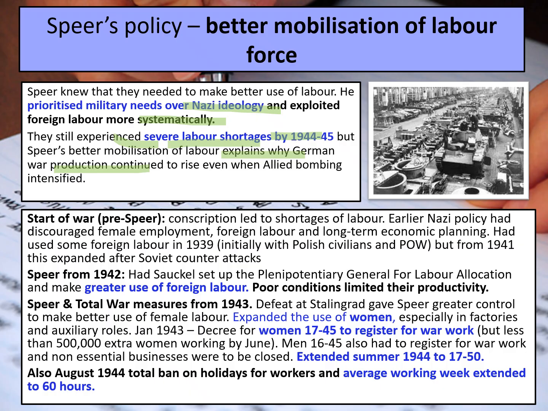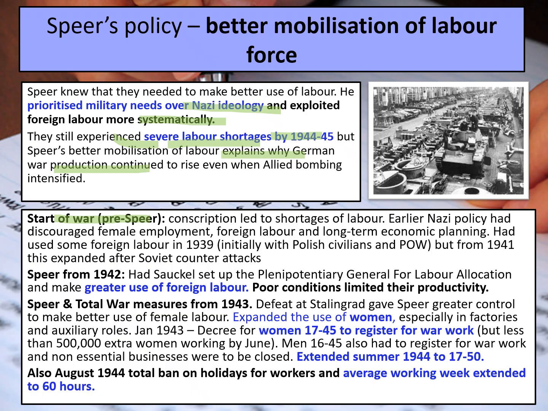So if we think about the start of the war pre-Speer, what was it like with the labour force? Well, first of all, conscription led to shortages of labour. Obviously, they had wanted to get as many men fighting as possible. And earlier Nazi policy had discouraged female employment. They hadn't wanted women working, they wanted women in the home having children. They also had some foreign labour, but they hadn't really maximised it as much as they could have done.